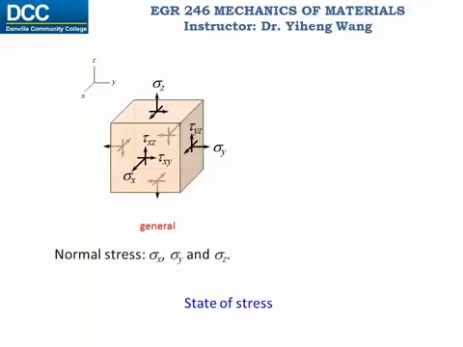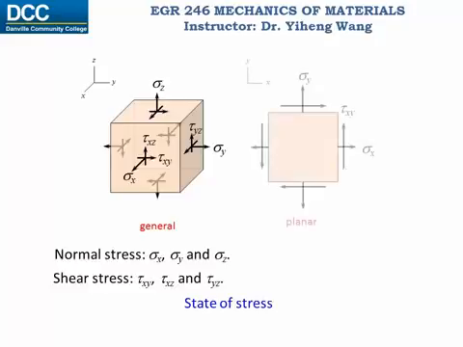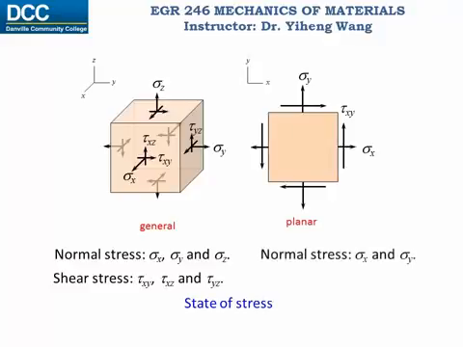There are 3 normal stress components along the x, y, and z axes respectively, sigma x, sigma y, and sigma z, and 3 shear stress components within the xy plane, xz plane, and yz plane respectively. When we reduce our 3D analysis to 2D analysis, in other words, we focus on the state of stress within only one plane, in this case the XY plane, then there are only 3 stress components: the 2 normal stresses along the XY axis and the shear stress within the XY plane. And this is called the planar state of stress.